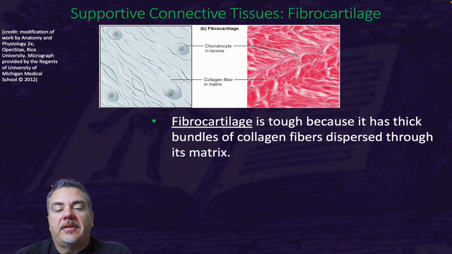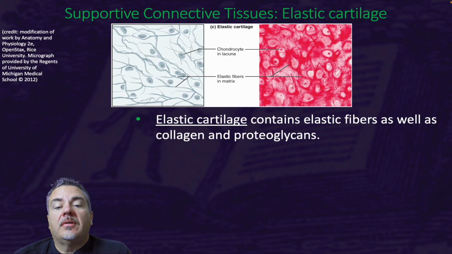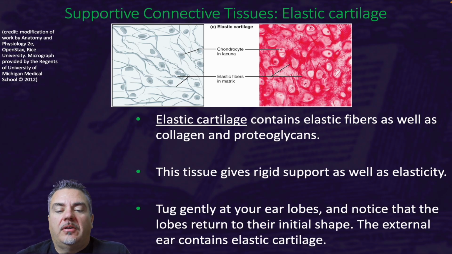Fibrocartilage is tough because it has thick bundles of collagen fibers dispersed through its matrix. Menisci in the knee joint and the intervertebral discs are examples of fibrocartilage. Elastic cartilage contains elastic fibers as well as collagen and proteoglycans. This tissue gives rigid support as well as elasticity. Tug gently at your earlobes and you notice that the lobes return to their original shape. The external ear contains elastic cartilage.